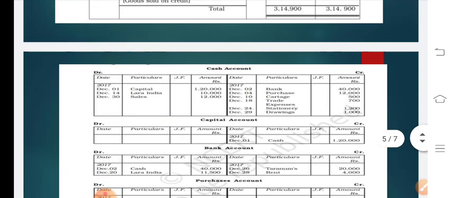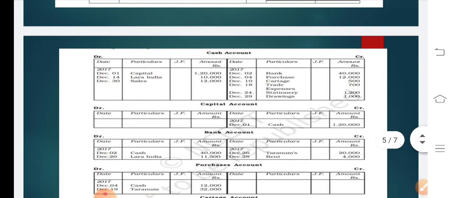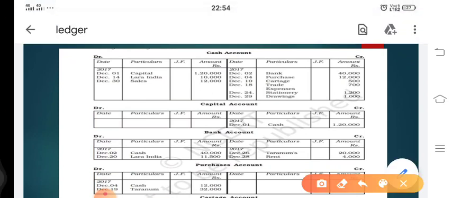Now, if I ask you what is your cash balance, what you simply have to do is calculate your cash debit balance, that is 1,20,000 plus 10,000 plus 12,000, that comes to 1,42,000. That means at the debit side you have 1,42,000.